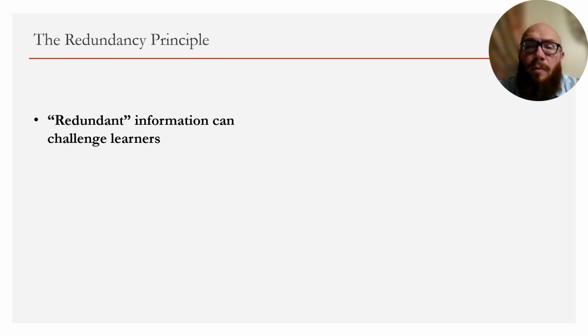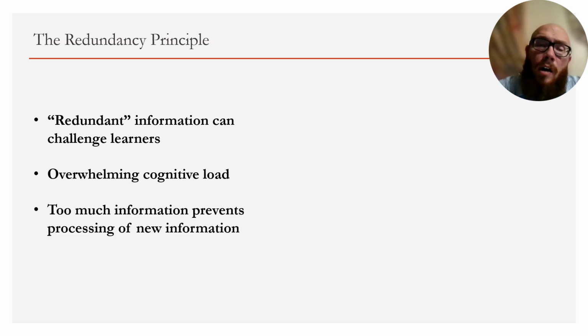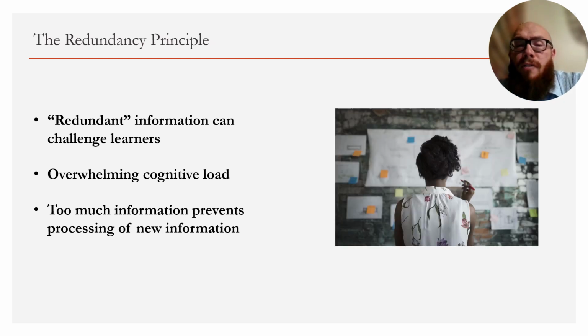And so, as seen in the previous example, redundant information actually can challenge learners by presenting too much information rather than just enough. This overwhelms the cognitive load, causing too much information, which muddles up the process, preventing processing of new information. Very similar to trying to pour a gallon of water into a quart-sized funnel. It simply will not fit, thereby frustrating learners and resulting in no new information being processed.